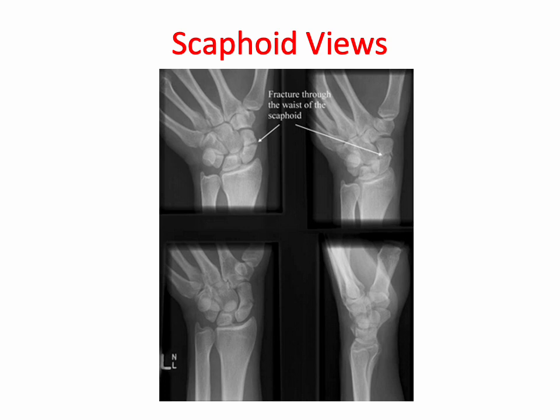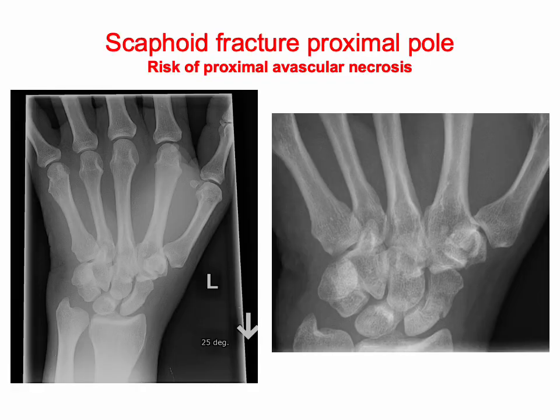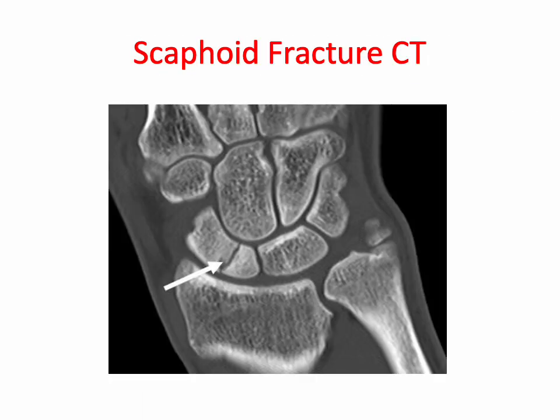So here we've got a scaphoid series, and we can see that there's a fracture through the waist of the scaphoid here, and it can often be only apparent on one view of your series as well. Like I said, there's a risk of avascular necrosis. Here we've got pretty subtly increased sclerosis of the proximal pole of the scaphoid, which is concerning for avascular necrosis.